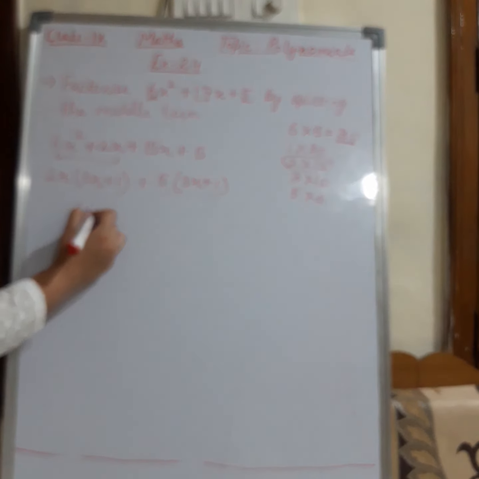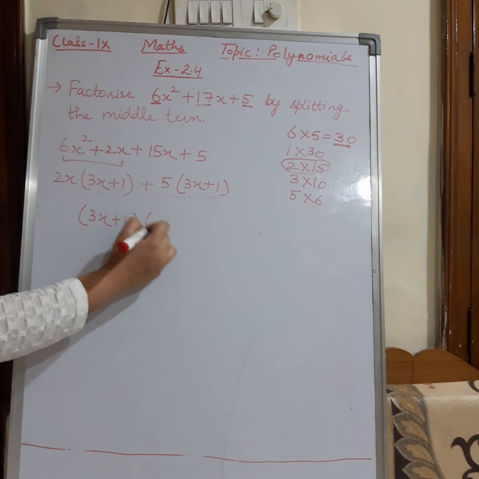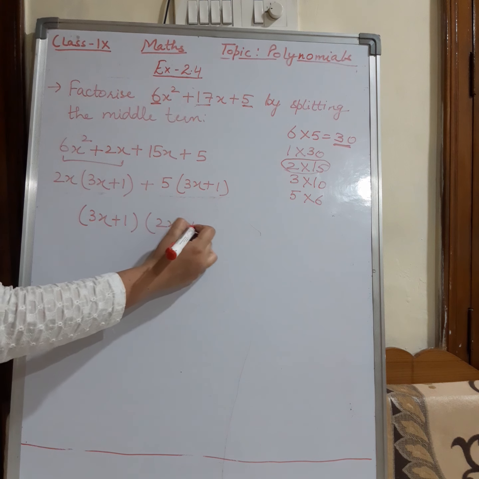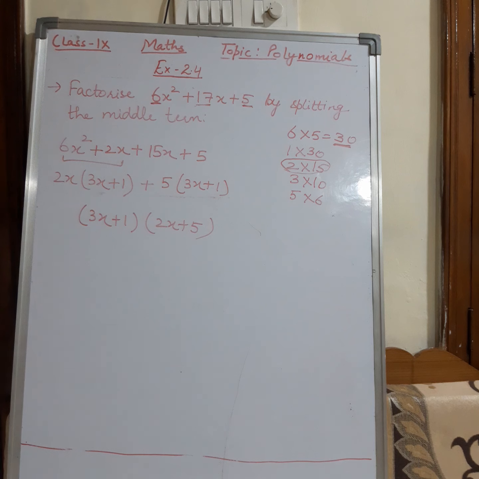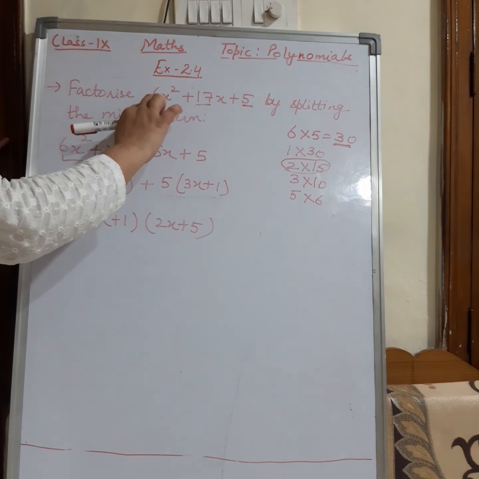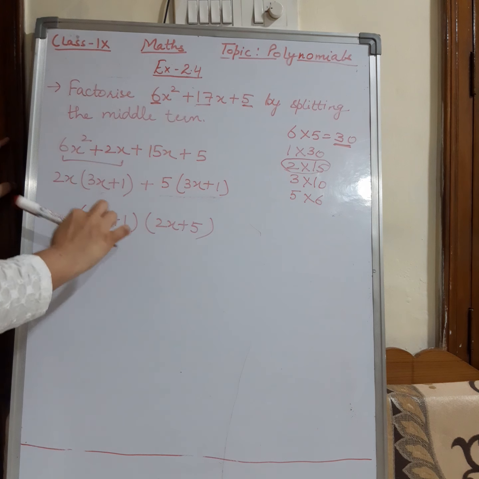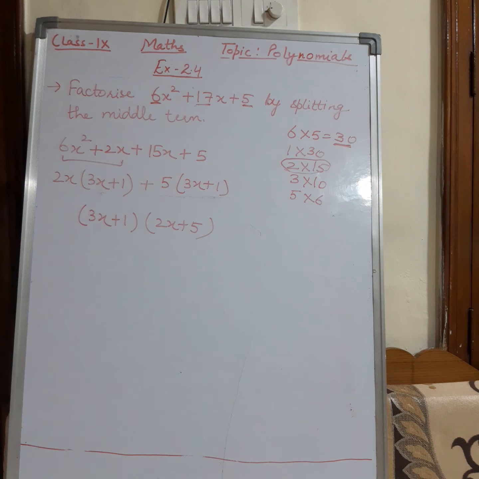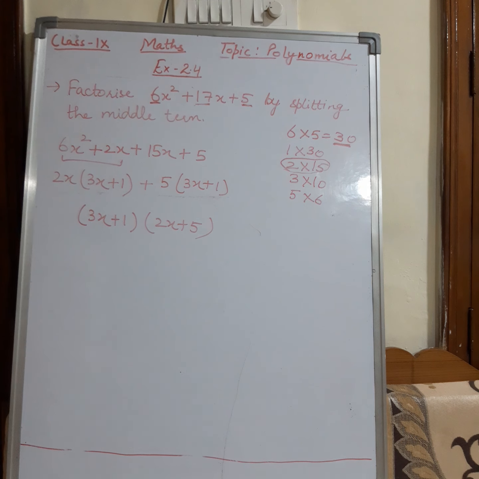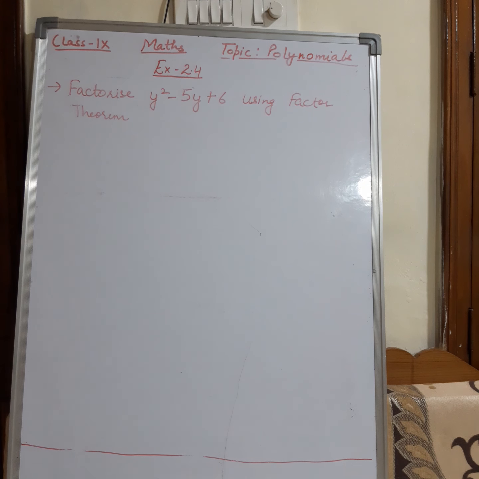So the answer is 3x plus 1 and 2x plus 5. So this is my factorization, because I have converted this given polynomial into the form of a product of factors. So this is factorization. Next example says, factorize the given polynomial using factor theorem.